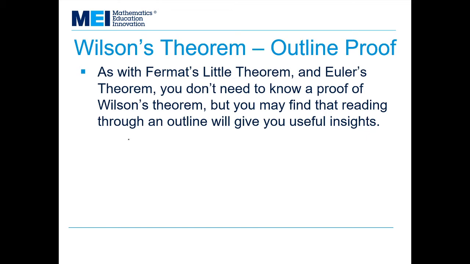So when n is composite, I need to show that I'm not going to get something that's congruent to negative 1 mod n when I work out (n minus 1) factorial. But if I think about n as a composite number, that means that it must be the product of some two numbers a and b. It must have a factor pair a and b, where a and b are less than n.